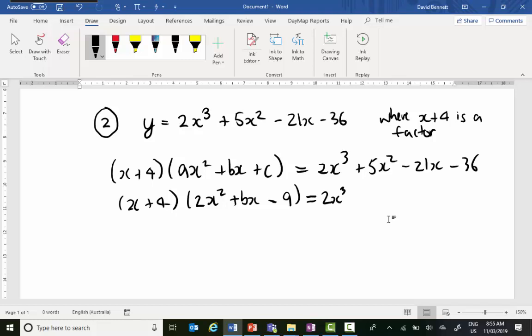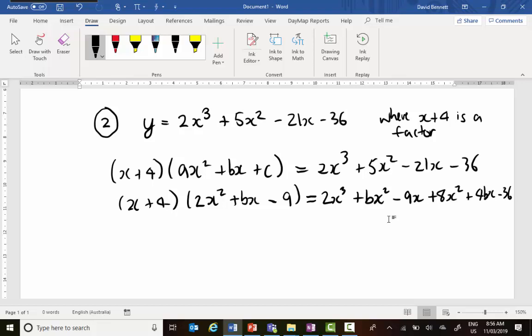x times b is going to be plus bx squared. x times minus 9 is minus 9x. Plus 4 times 2x squared is going to be plus 8x squared. Plus 4 times bx is plus 4bx. And then the last term is minus 36.